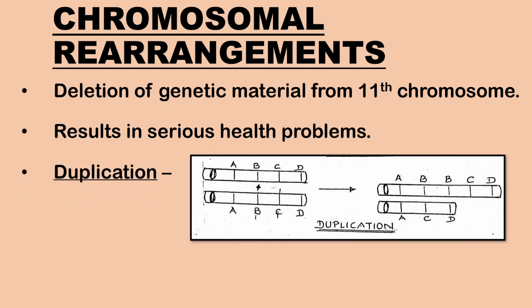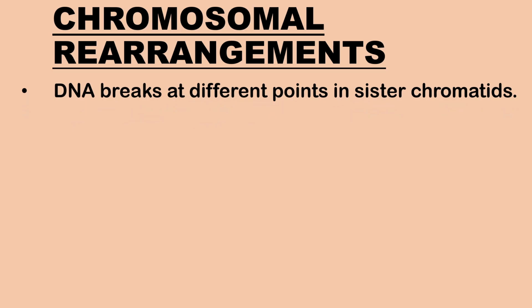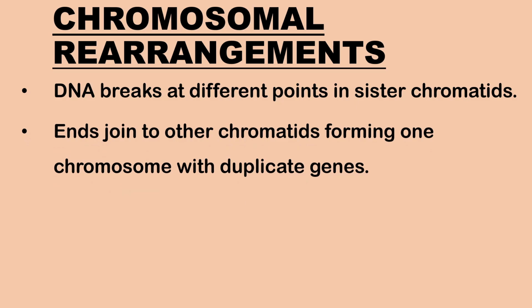Duplication occurs when a portion of the chromosome duplicates or is present in two copies, resulting in extra genetic material. The DNA breaks at different points in the sister chromatids. When the ends get joined to the other chromatid, it will result in one chromosome having duplicate genes while deletion takes place in the other.